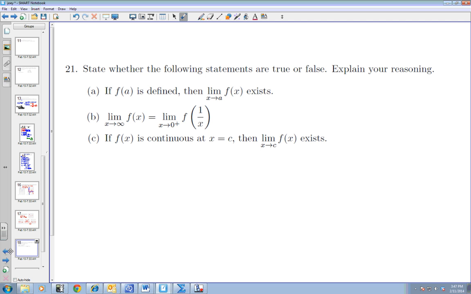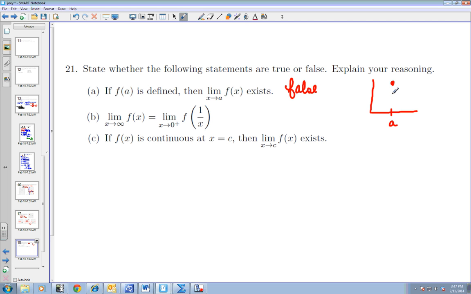21. State whether the following statements are true. Explain your reasoning. If f of a is defined, then the limit has to exist. Okay, this is false. And I would just give an example of a drawing as an answer. So they're saying at some point a is defined. So that just means there's a point on the graph. Okay, so there's a point on the graph. The limit of f of x as x approaches a has to exist.